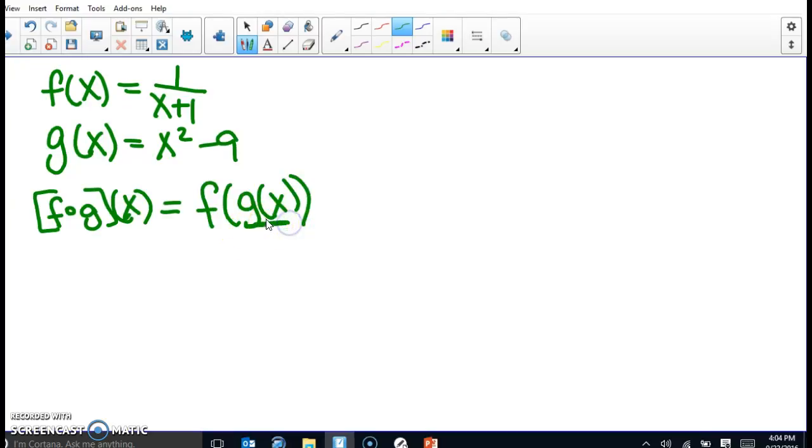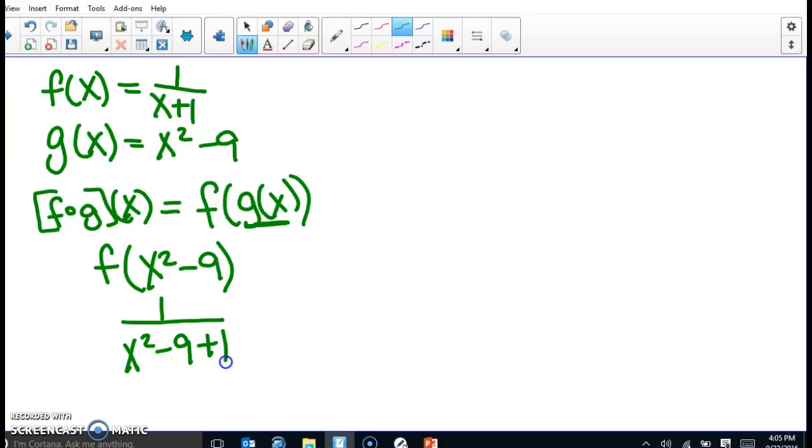And so I'm going to substitute x squared minus 9 in for g of x. So we get f of x squared minus 9. And then we're going to substitute that in for x into our f function. So we have 1 over x squared minus 9 plus 1. Simplify. We have 1 over x squared minus 8.